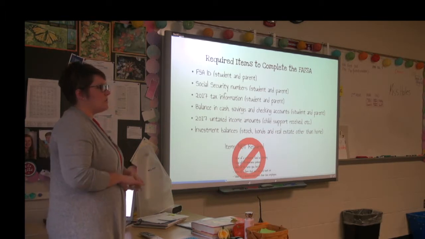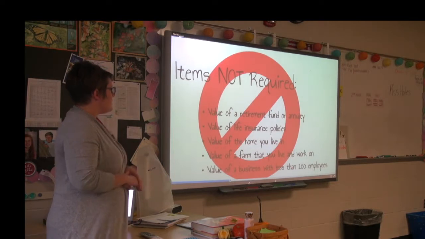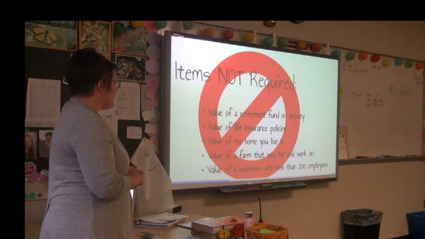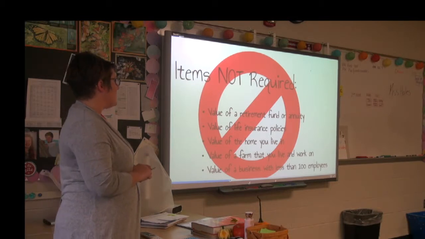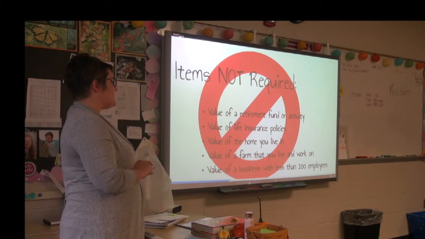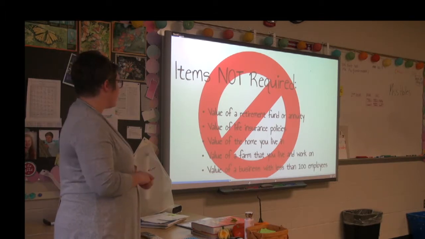You don't have to include the home that you live in. You also don't have to include the value of retirement funds or life insurance policies, or if you live and work on a farm, you don't have to include that. If you have a business with less than 100 employees, you don't have to include that either.